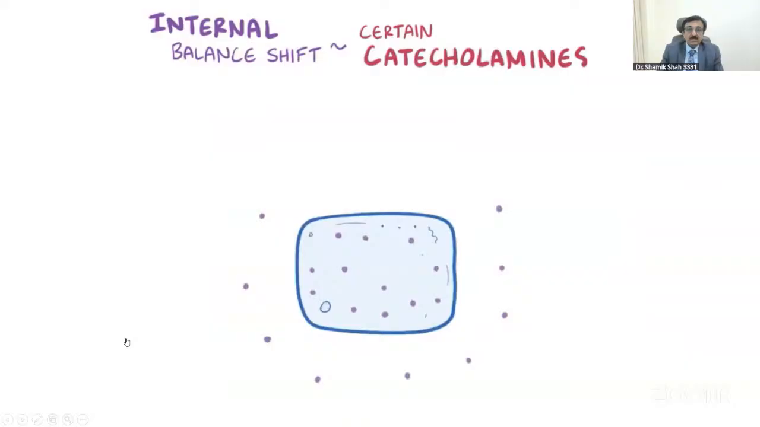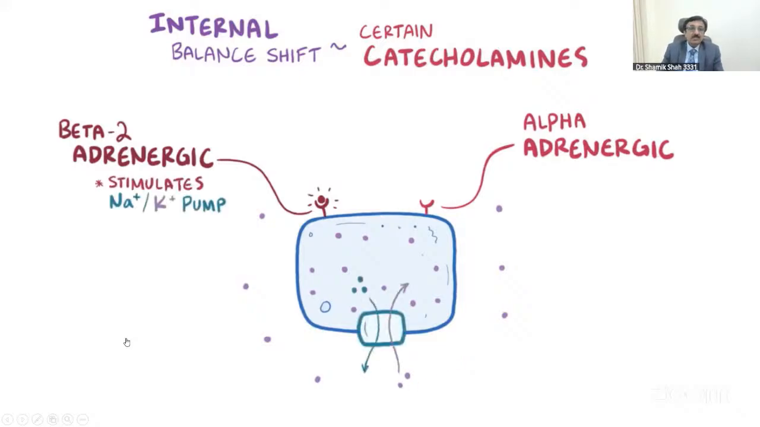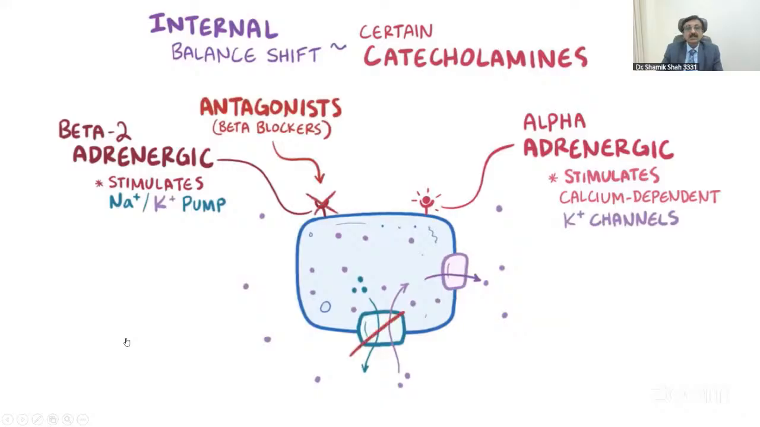Now, again, about the catecholamine effect, which we saw earlier for hypokalemia, there is activity of the beta adrenergic receptors and the alpha adrenergic receptors. And we know that when there is a stimulation of the beta adrenergic receptors, there is a stimulation of the sodium potassium pump, and the alpha adrenergic receptors, when they are stimulated, stimulate the calcium dependent potassium channels. So when the patient is on a beta adrenergic antagonist or a beta blocker, we may find hyperkalemia. Or when the patient is on an alpha adrenergic agonist, we may find the patient is having hyperkalemia.